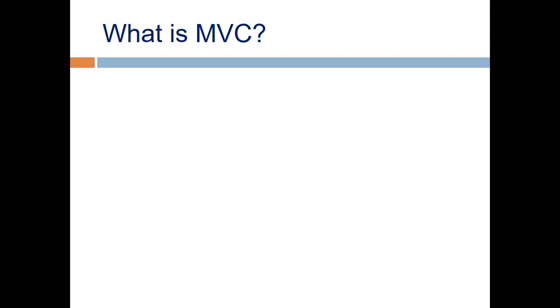Let's see. Firstly, we are going to talk about the full form of what MVC exactly means. M stands for model, V stands for view, and C stands for controller. Now what model, view and controller mean, that I'm going to elaborate.